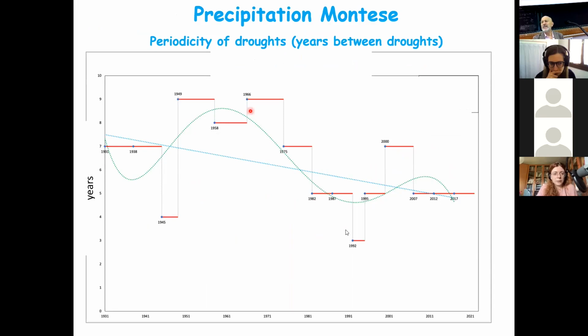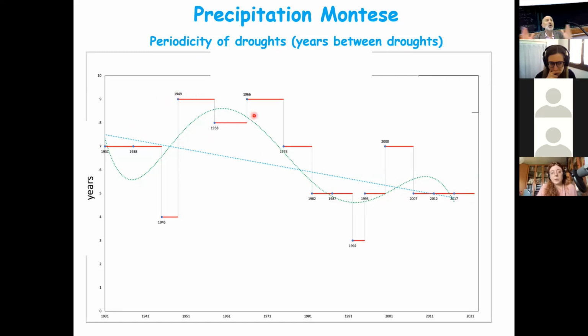Here you see the analysis of the dry periods. These are the more dry periods, when we had a relatively small amount of rainfall during the period from November to May. And on the y-axis, there is the interval in years between two different dry periods. And in the horizontal axis, you have the years from 1930 to nowadays. You see that going from 1930 toward nowadays, the interval between two dry periods becomes shorter. And regularly in the last years, it is about a 5-year period.